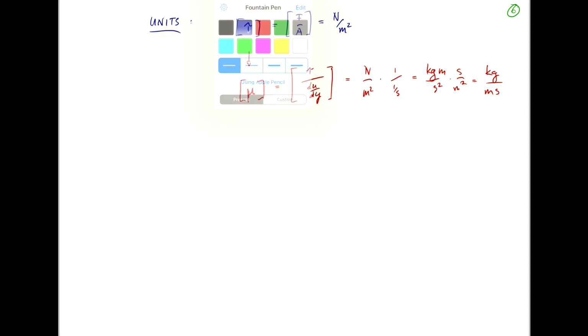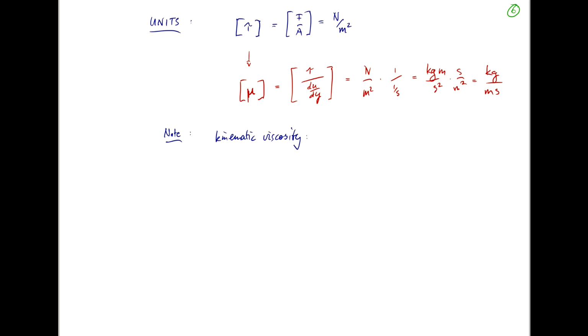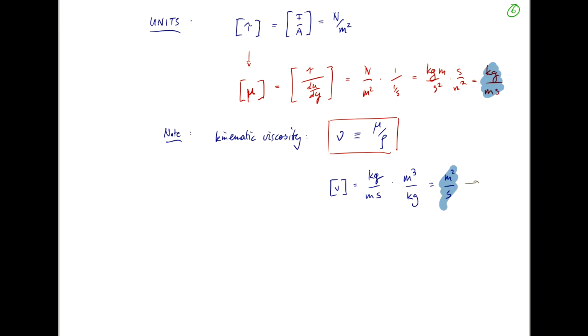And later on in the class, we will define a different viscosity known as the kinematic viscosity. And the kinematic viscosity nu is defined as mu over density rho. So the units of nu are kilogram per meters per second times meter cubed over kilogram, which is meter squared per second. And so you'll realize that the difference between these two viscosities is that the kinematic viscosity has no mass involved. It's just meter squared per second, whereas for the dynamic viscosity there's a mass involved. So that's why this is called the kinematic viscosity.